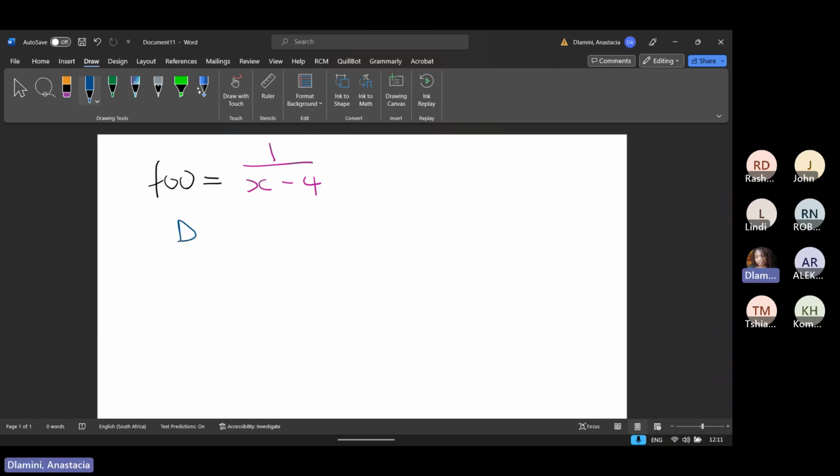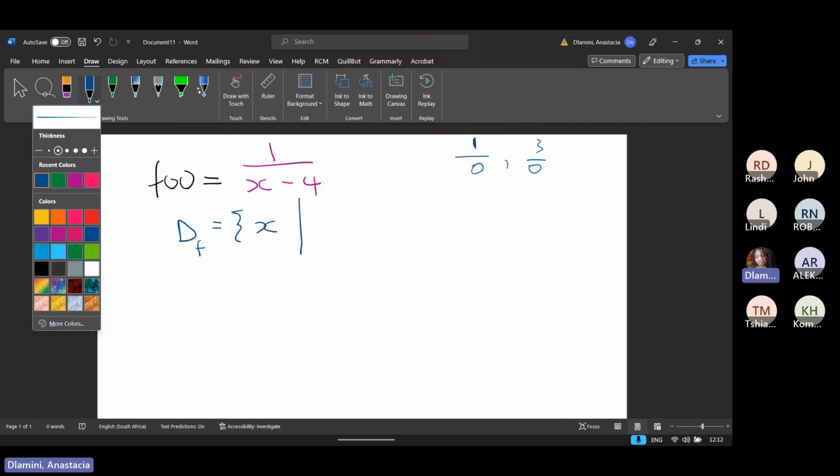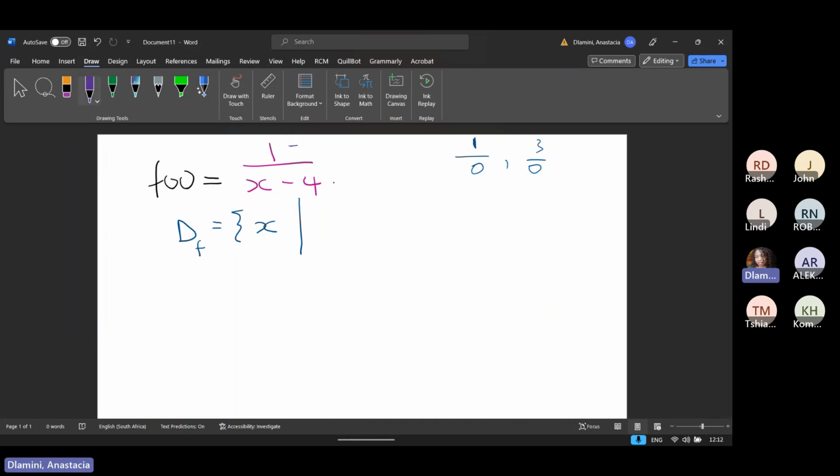So now, the domain of f. We represent the domain of f like this in this module: equals x such that. Now, if you take a calculator and say 1 divided by 0, or 3 divided by 0, or any number divided by 0, division by 0 is undefined. So whatever is in the denominator matters. Our 1 is the numerator, and our x minus 4 is the denominator.